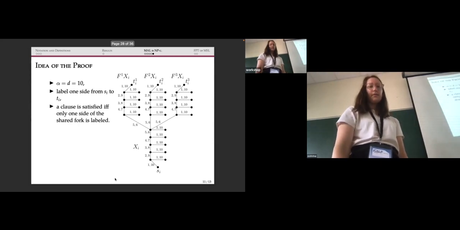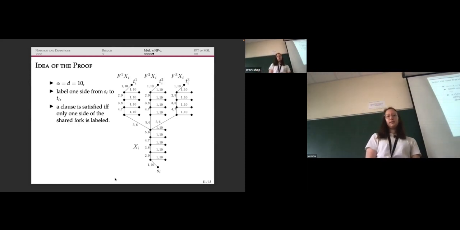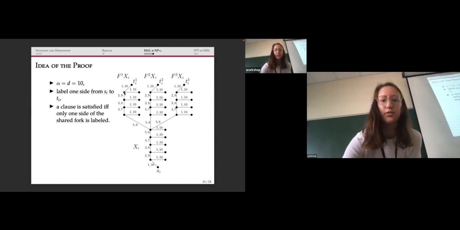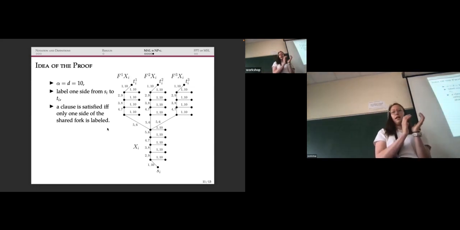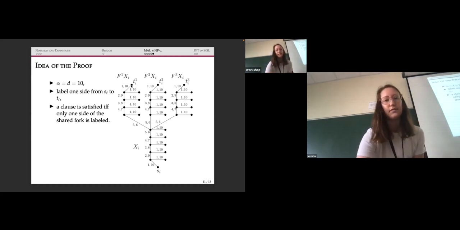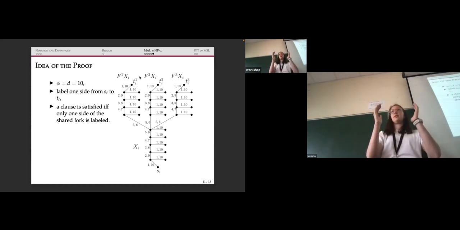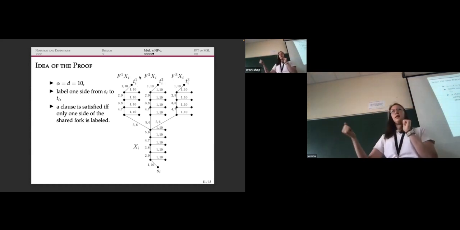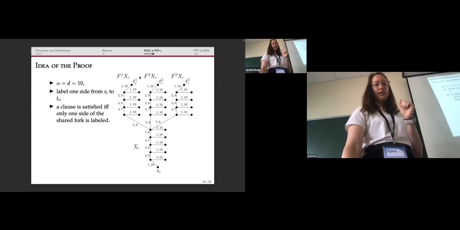And we say that a clause is going to be satisfied if only one side of the shared fork, the shared branch, is going to be labeled. So if you remember before, if this branch was together with another variable, we would have some edges going to another variable gadget. And if one is true and one is false, then we would just use labels on one side. But if they weren't, we would use labels on both sides, and we would get some extra labels here.